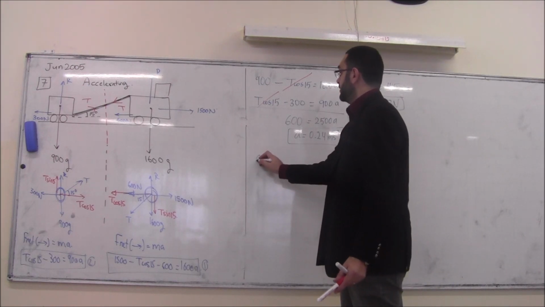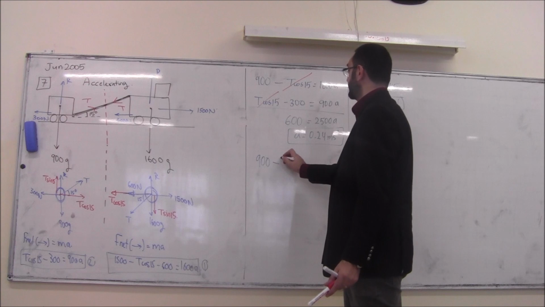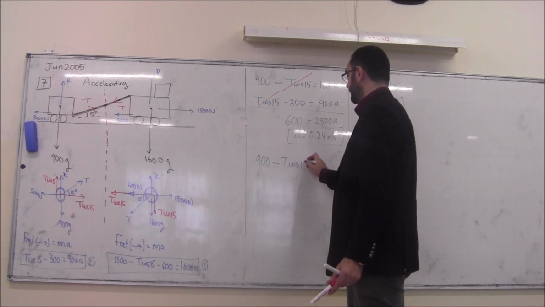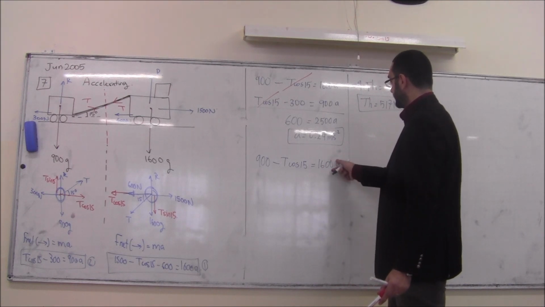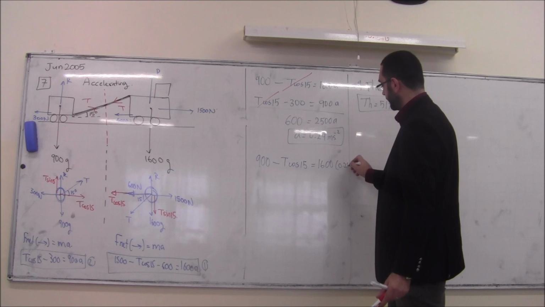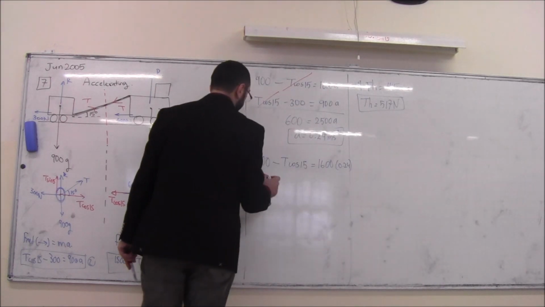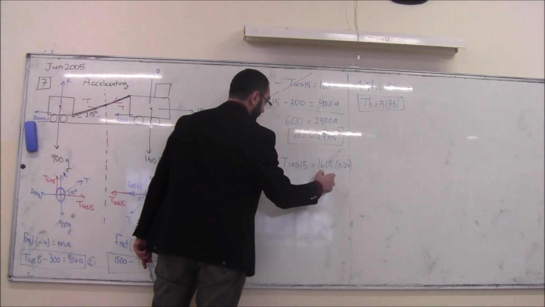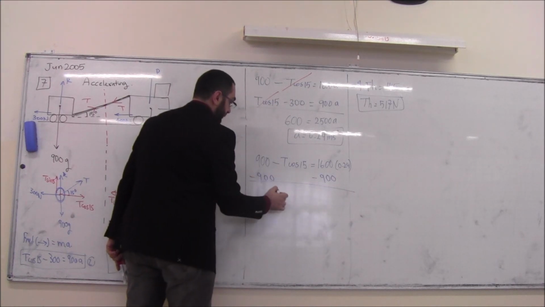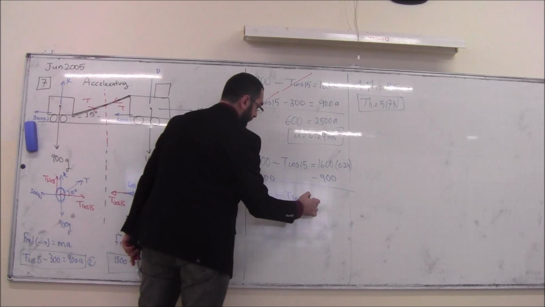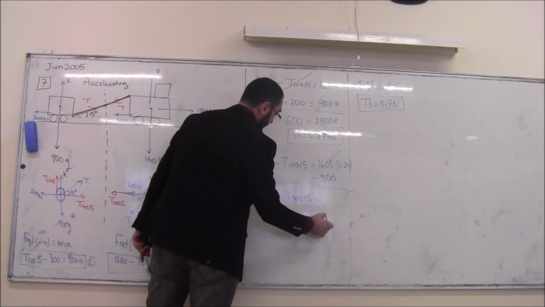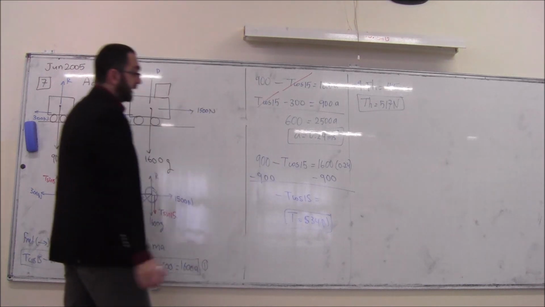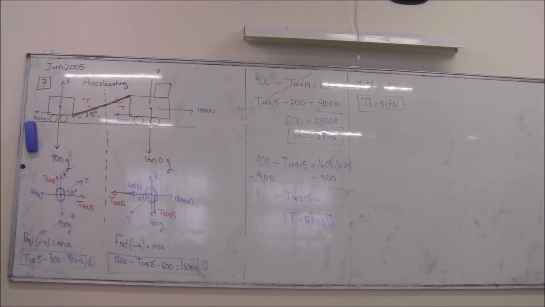So this becomes 900 minus T cosine 15 equals 1,600 times 0.24. So tension equals 534 newtons, to 3 significant figures. Clear?